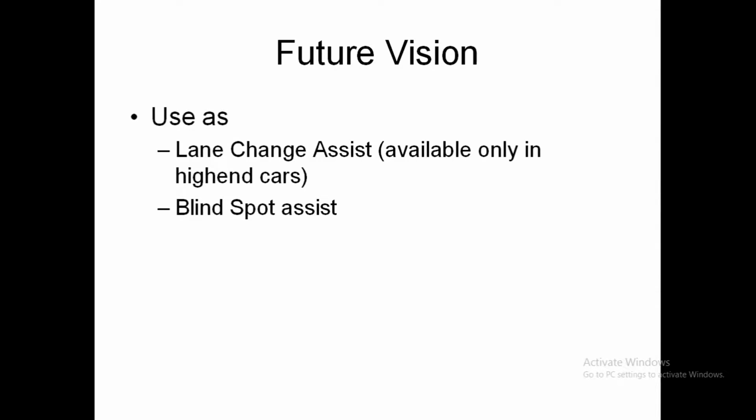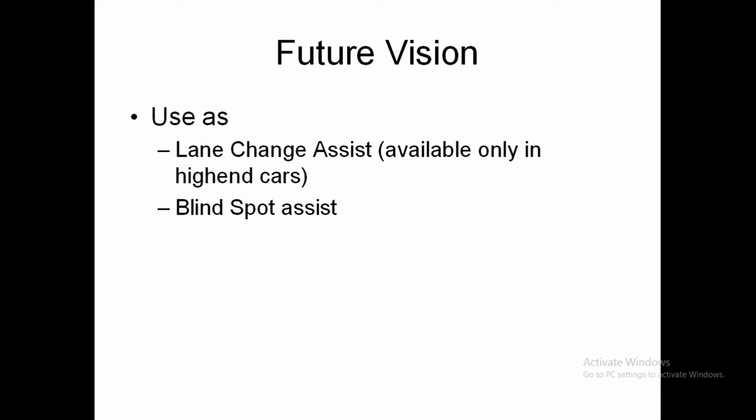In future I may use it to give feedback and use it as a lane change assistant, which is available only in high-end cars today, and it can even help with blind spot assistance as well. A lane change assistant is something like, assume you have a car trying to overtake you from a different lane. It gives you a warning on the driver's console, saying there is a car coming that is most probably going to overtake you, depending on the speed and the location of the car.